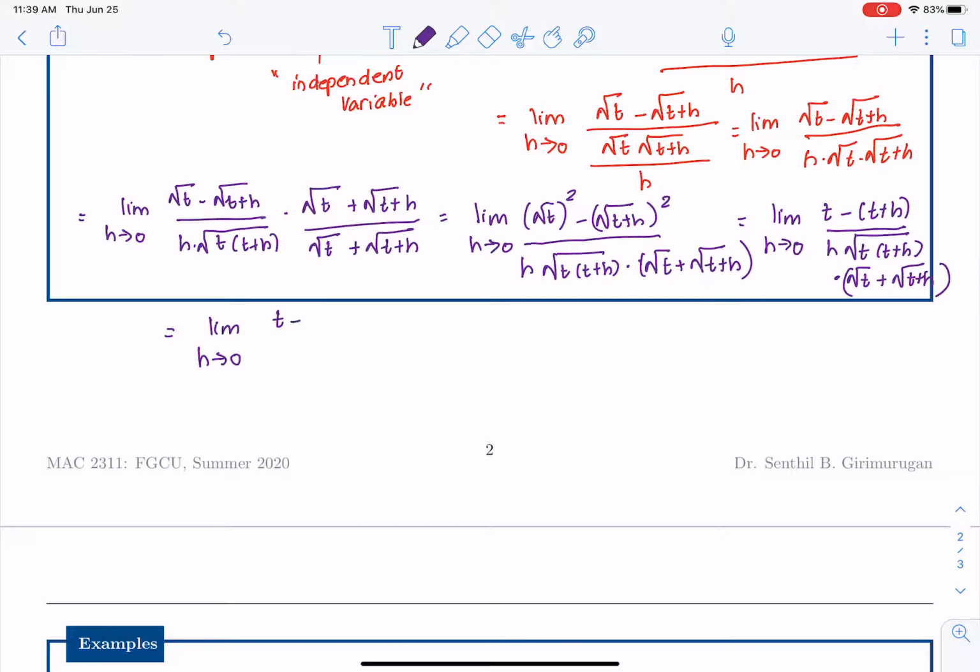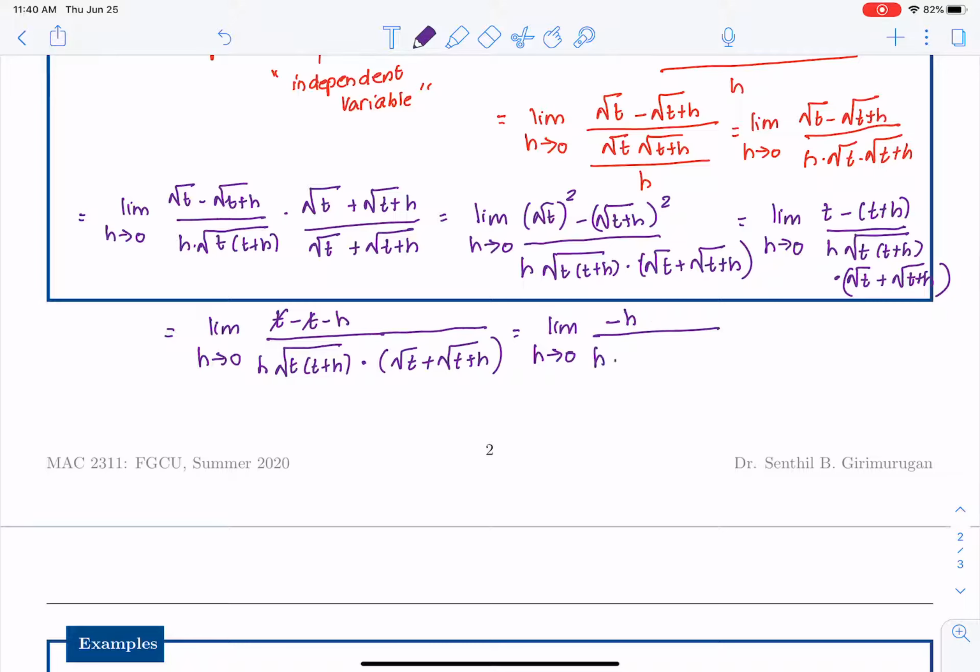Distribute the negative, we have t minus h divided by h times square root of t times t plus h times square root of t plus square root of t plus h. So the t's will get cancelled. We'll have limit h approaches 0, negative h over h times square root of t times t plus h times square root of t plus square root of t plus h. The h's will go away.